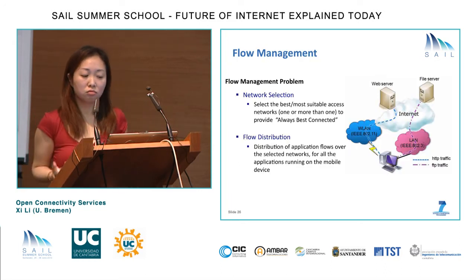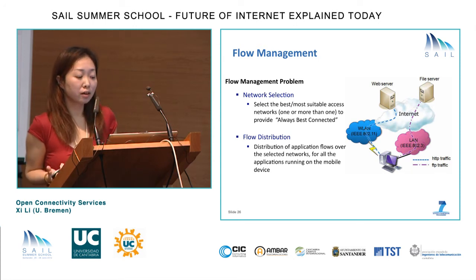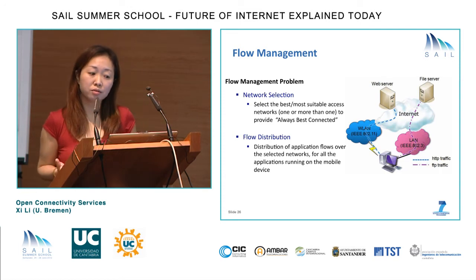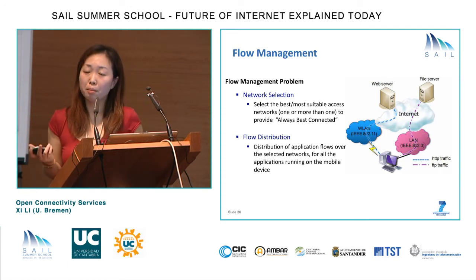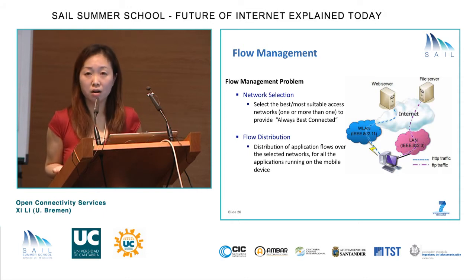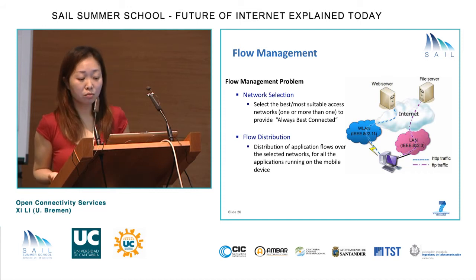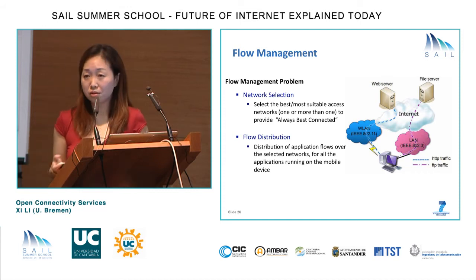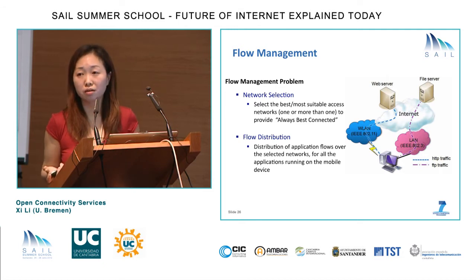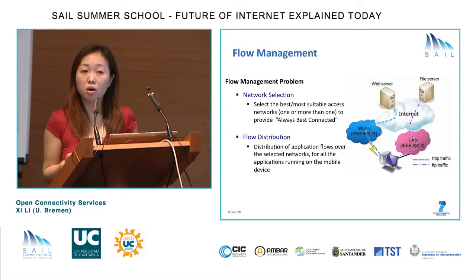Now we can define the flow management problem as two sub-problems. Firstly, network selection means, given multiple available access networks, how you define the criteria to choose the best or most suitable access networks. The second problem is flow distribution. That means once you have chosen a number of access networks, how are you going to distribute the application flows over these selected access networks?